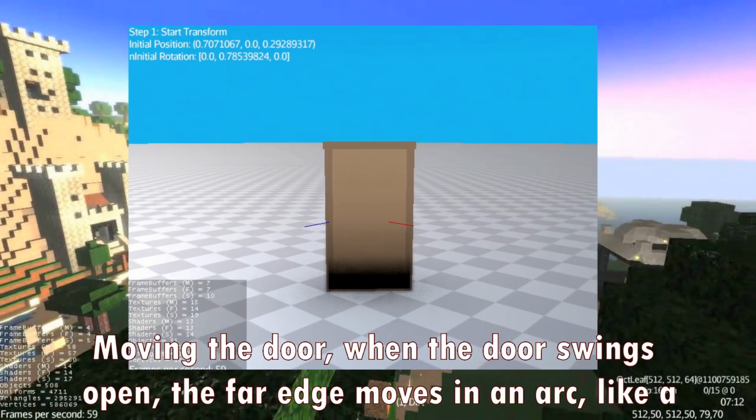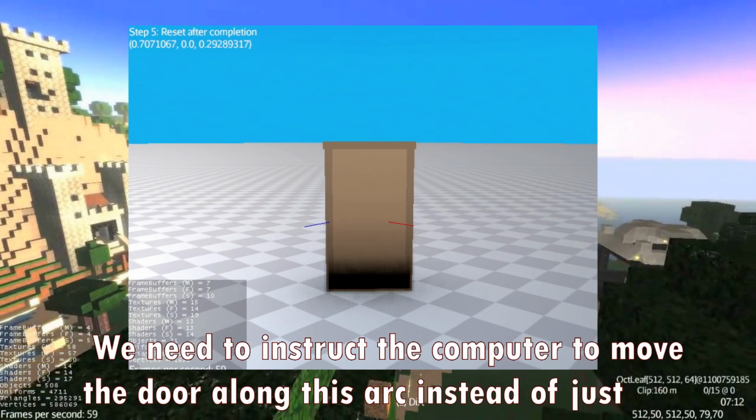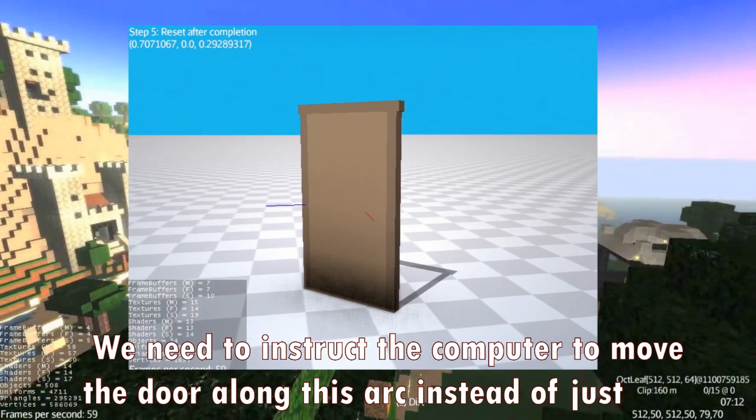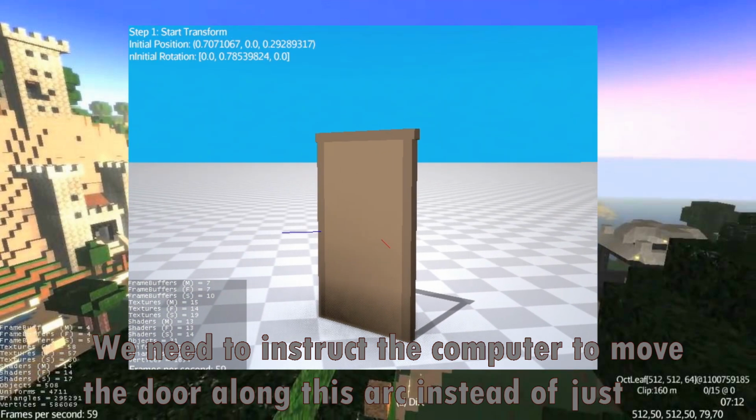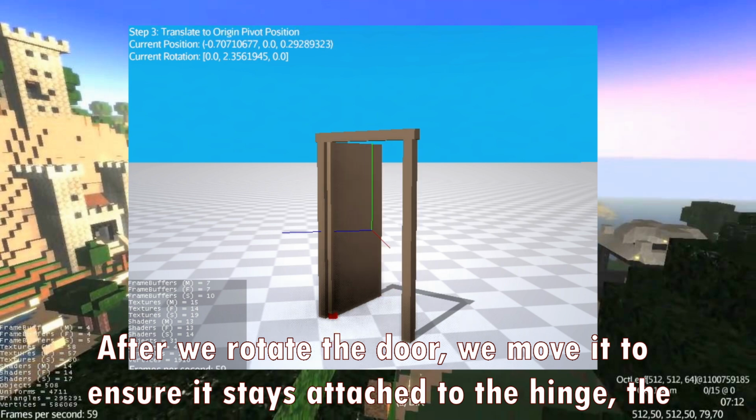Translation. Moving the door. When the door swings open, the far edge moves in an arc, like a part of a circle. We need to instruct the computer to move the door along this arc instead of just spinning it in place. After we rotate the door, we move it to ensure it stays attached to the hinge.